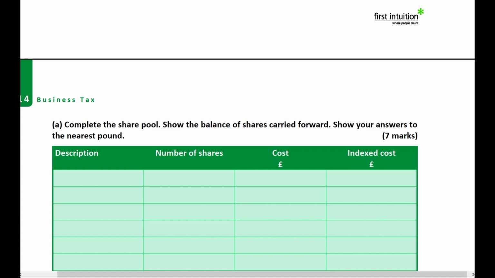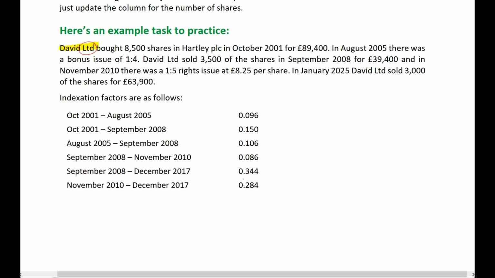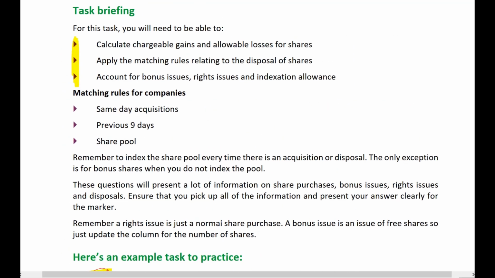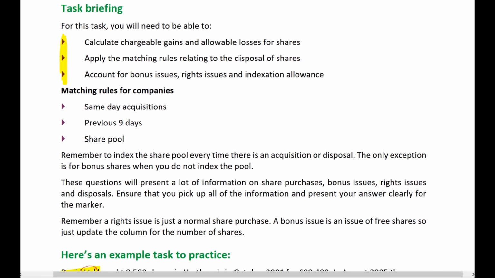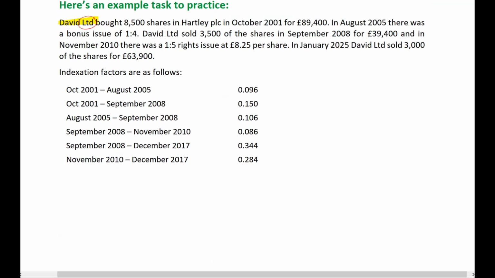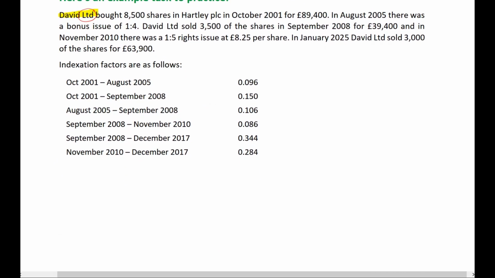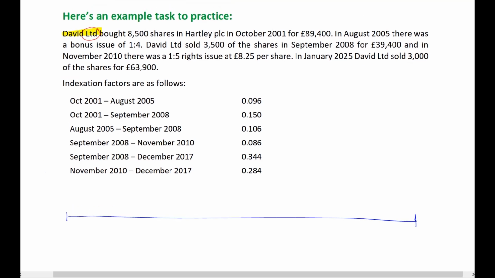So why is it only asking for a share pool? Is my first question. What about anything that happened on the same day? What about anything that happened in the previous 9 days? If I'm looking at a shares question, they're the sorts of questions I need to be asking. So I'm assuming probably nothing happened there. But what I'm going to do is draw myself a little timeline so I can actually see what happened when. That's often my approach to starting these questions: put together a timeline.